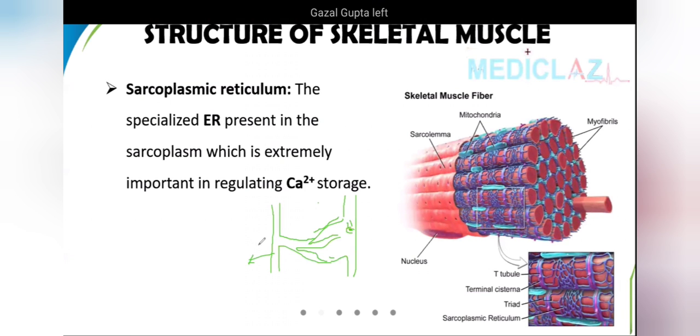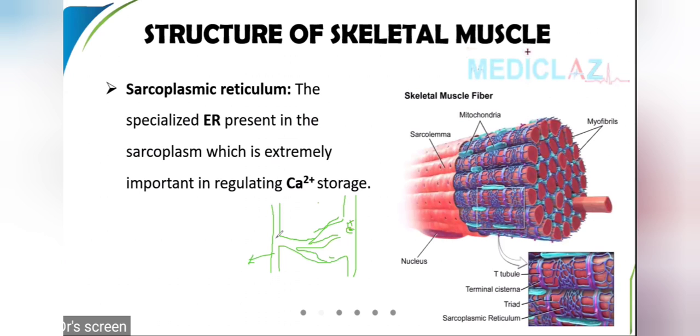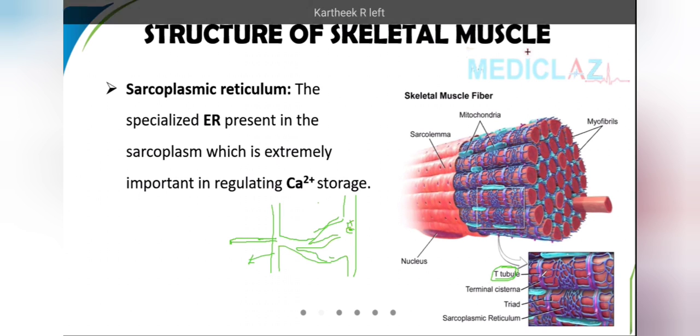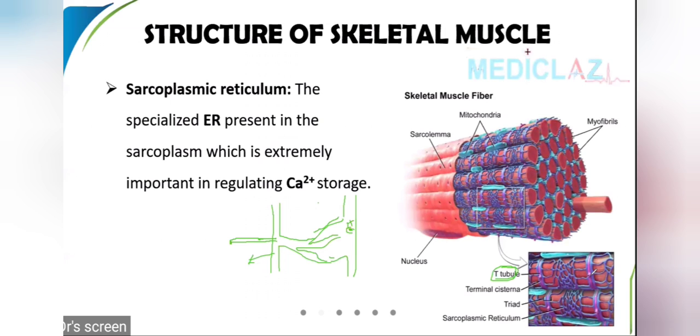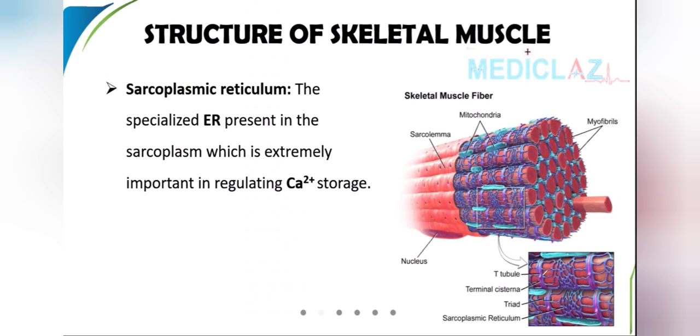From this cisternae, perpendicularly, I cannot show you this direction, it is coming towards you if you are facing the screen. There is a small tubule coming directly upwards like this. This is called the T tubule. Here it is cut off. You can see the pinkish portion coming, but it is cut off. That is the T tubule. So now we have learned three important things: sarcolemma, the sarcoplasmic reticulum, and the terminal cisternae with the T tubule. This is important.